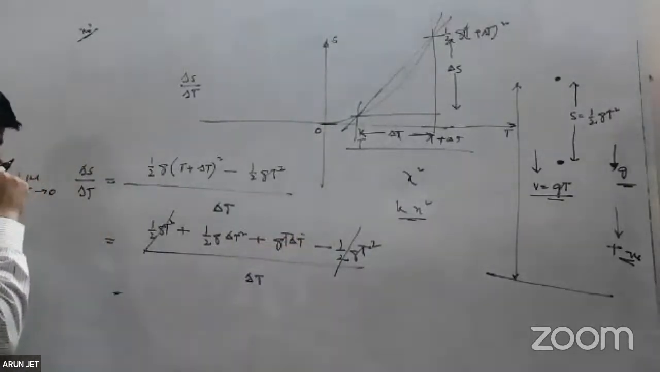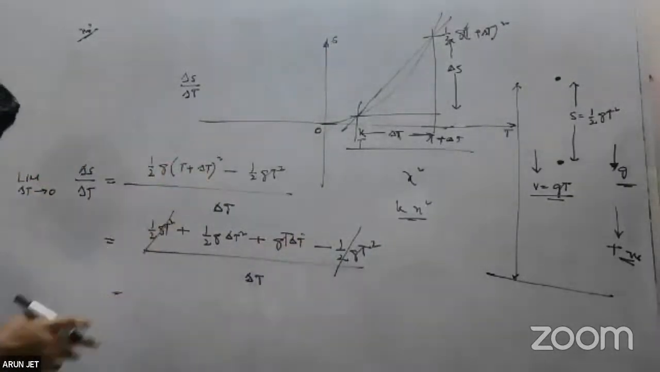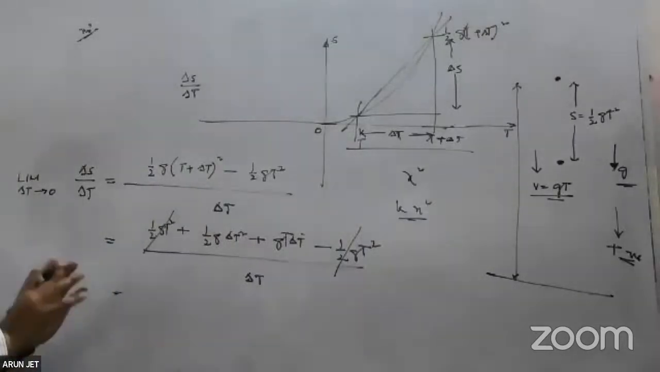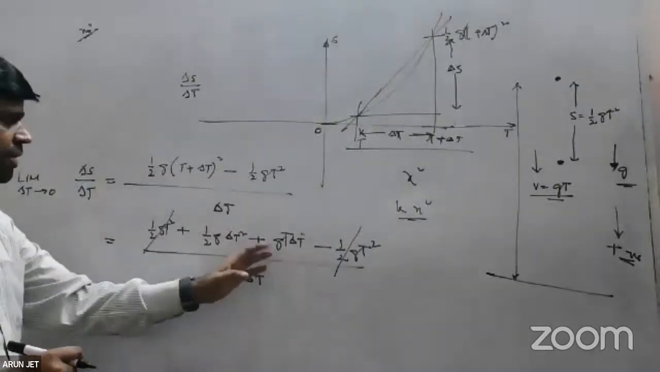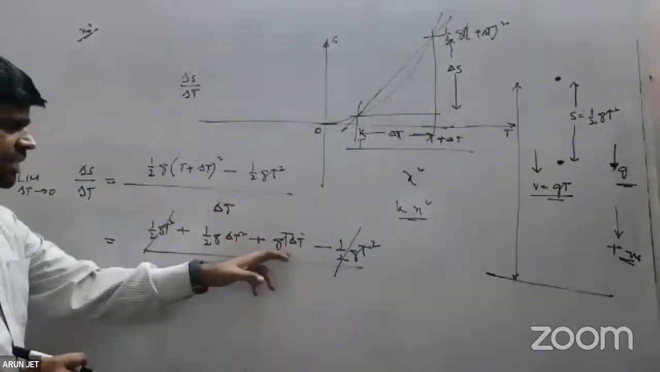Gt delta t over here. I just expanded this, a plus b whole square. Nothing new. a square plus 2ab plus b square, a square plus b square plus 2ab. That 2 and 2 got cancelled. Gt delta t.